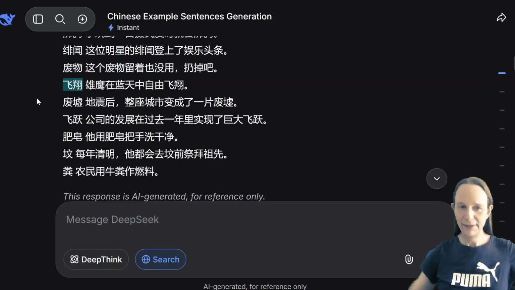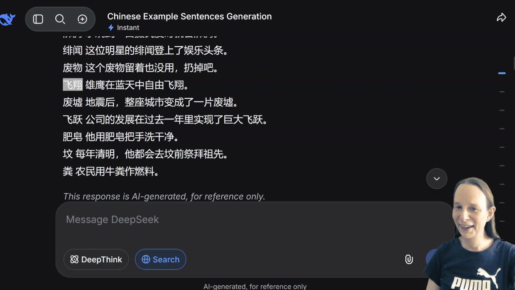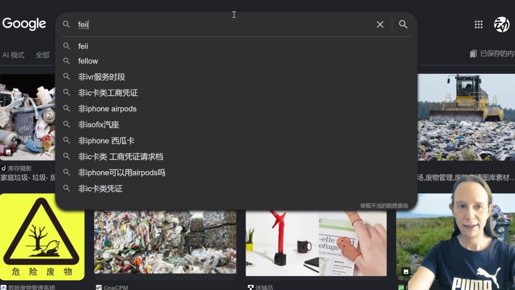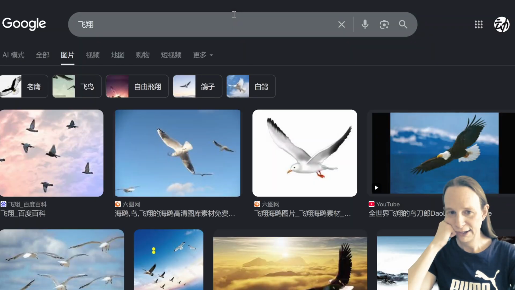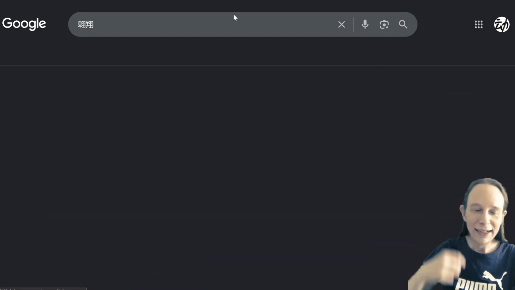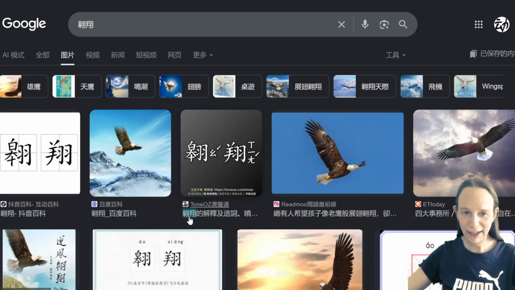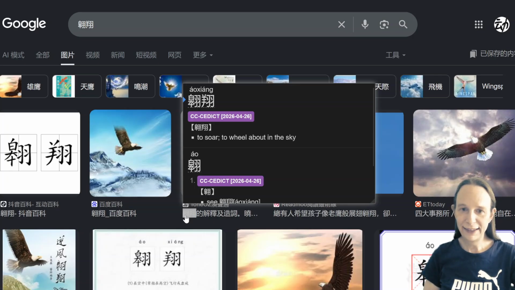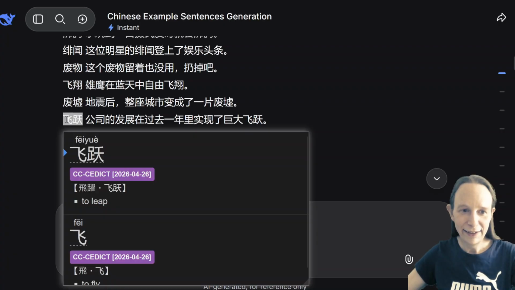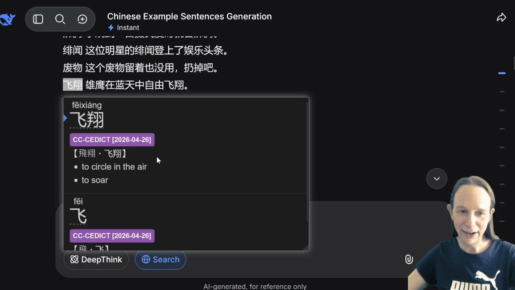Okay. Next is 飞翔. 飞翔. You soar in the sky. I only recognize this character in two words. One is 飞翔. The other one is 翱翔. And I think they mean the same thing. You soar, to wheel about in the sky like an eagle. Okay, circling in the air.